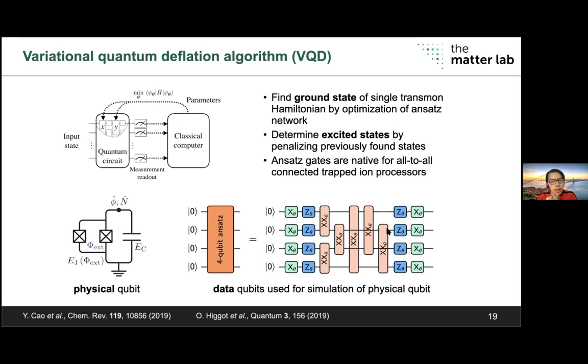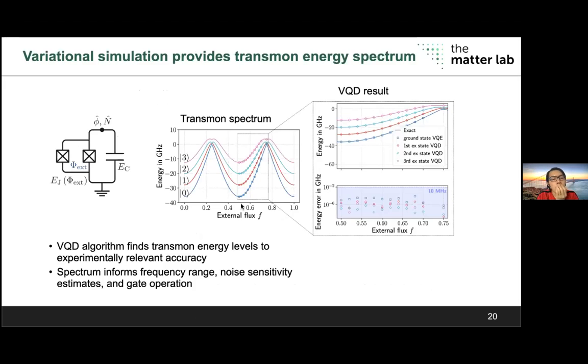Then we try to get the energy spectrum, and this is the result for a single transmon system. Here the solid line is the numerical exact diagonalization of this single transmon system, and the circles come from the variational quantum deflation algorithm. As I mentioned earlier, we first get the ground state, and once we get the ground state energy, we penalize the ground state energy. By then finding the minimum of this complicated loss function, we get the first excited state energy, and we just keep doing that.